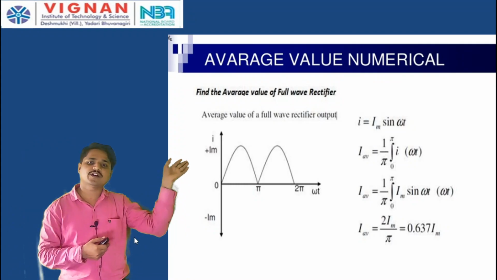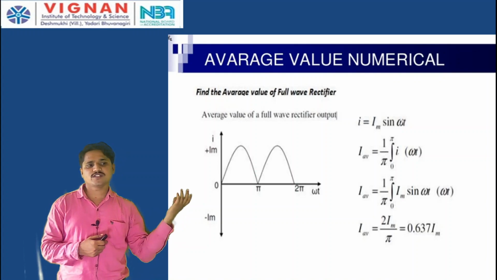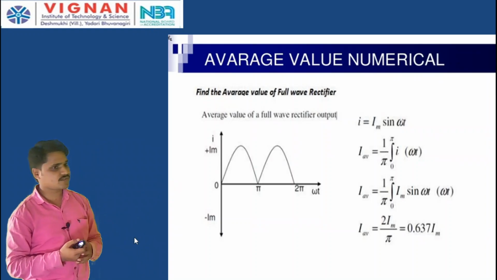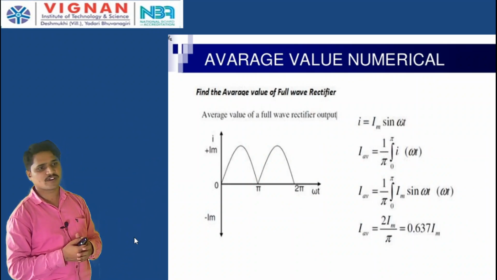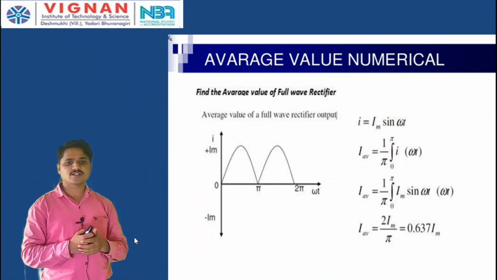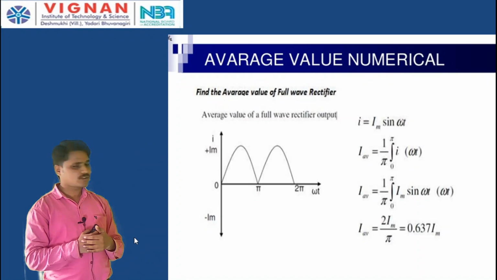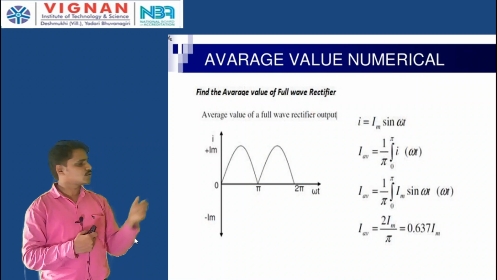For the full wave rectifier output, this is the waveform. In the question, they may give this waveform or simply ask to find the average value of a full wave rectifier. Then you need to draw this waveform. You have to remember that in the full wave rectifier, during the two positive half cycles, the diodes turn on. Therefore, during the two half cycles, the diode will conduct. So, this is the waveform.